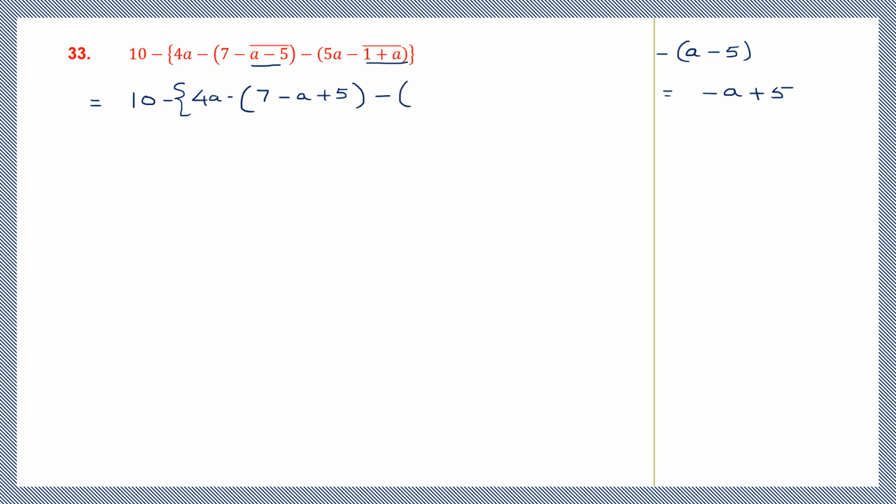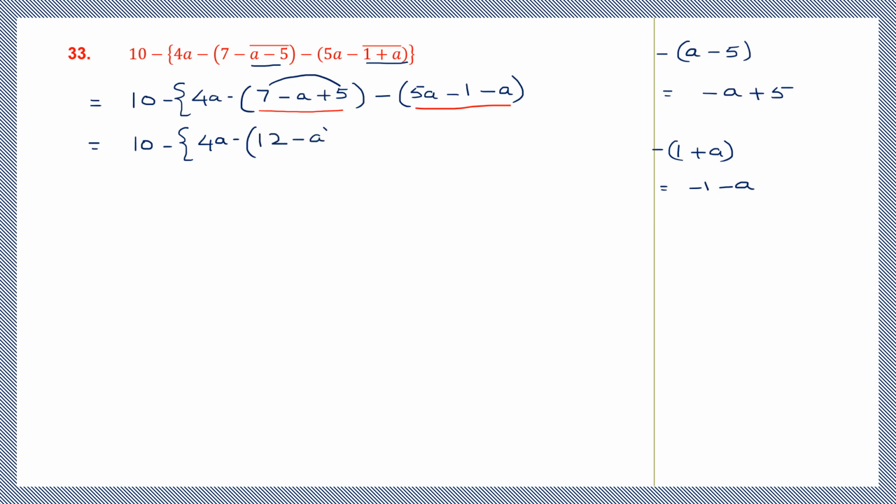Now here we go to the next part, minus. Now here we have 5a. Now under the bar bracket we have 1 plus a, and before that we have a minus sign. So this is minus 1 minus a. So minus 1 minus a. Now we have to simplify what is within the common brackets before we remove them. So 10 minus 4a minus, now here 7 plus 5, that is 12 minus a, and here we have 5a minus a, which is 4a minus 1. Now we close the curly bracket.